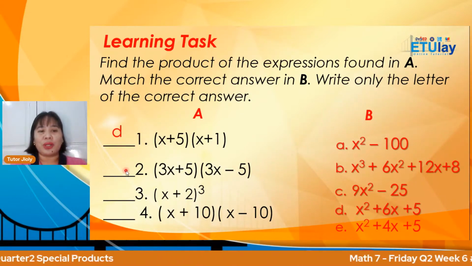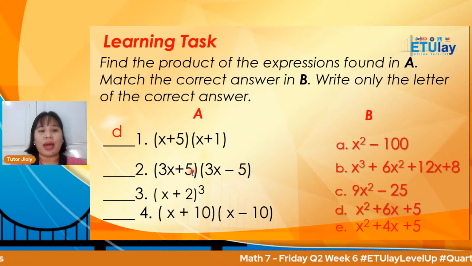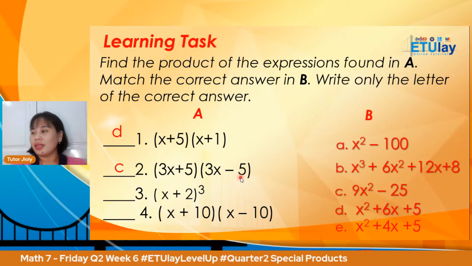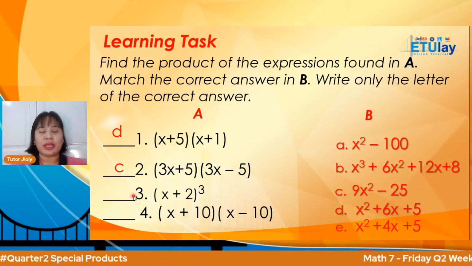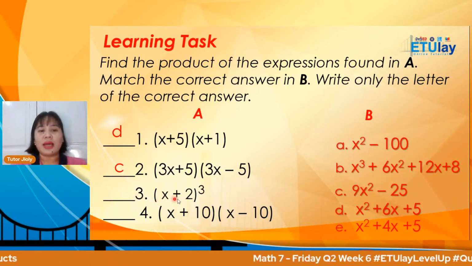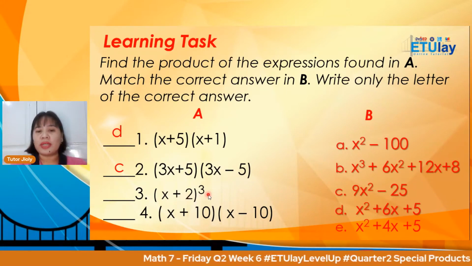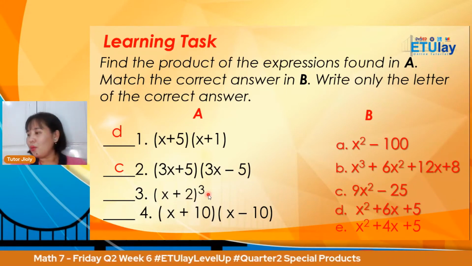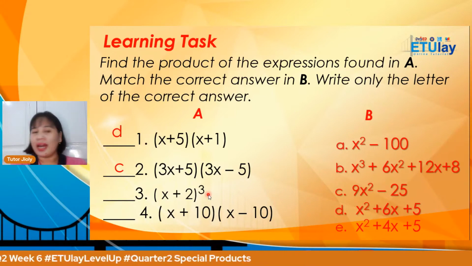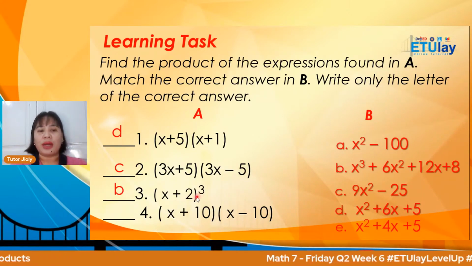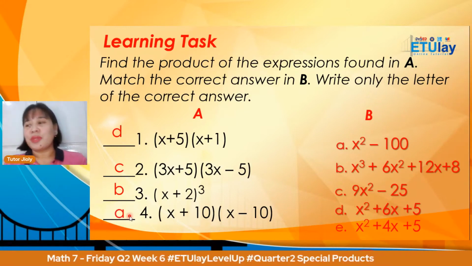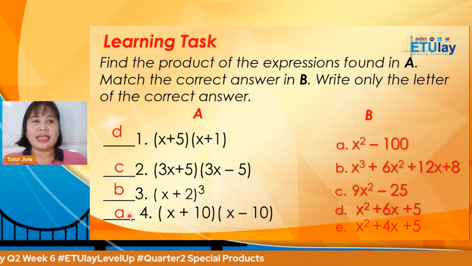Talagang nasusundan. How about number 2? Quantity x plus 5 multiplied to quantity x minus 5. Ano po kaya yung sagot? Okay. So for number 2 is C. So C po yung sagot. How about number 3? Quantity x plus 2 cube. Ano po kaya yung sagot for number 3? Wow, ang galing. Thank you mga anak. Okay, so talagang nasusundan. Okay, B. For number 4, ano po kaya ang sagot for number 4? We have A. So, yun po ang task natin.